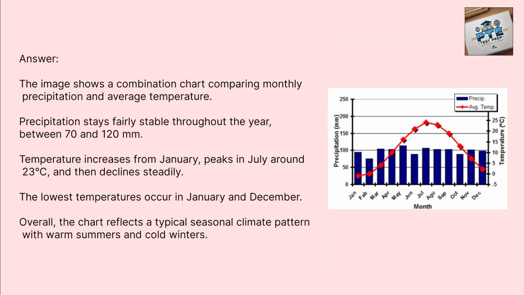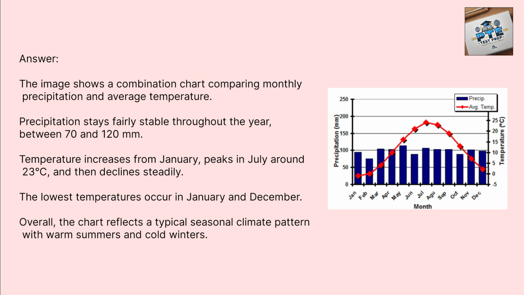The image shows a combination chart comparing monthly precipitation and average temperature. Precipitation stays fairly stable throughout the year, between 70 and 120 millimeters. Temperature increases from January, peaks in July around 23 degrees Celsius, and then declines steadily.